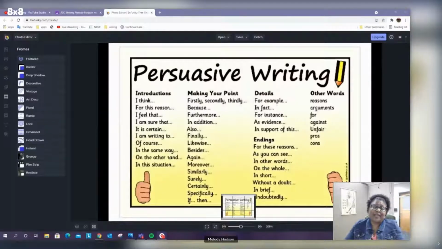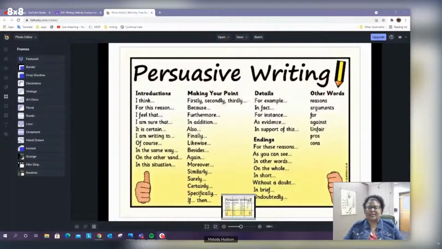In the same way, when we're comparing two things, or on the other hand, in this situation. And then when we make our points, remember in the middle, firstly, secondly, thirdly, we'll also use words like because, in addition, also, furthermore, finally, likewise, besides, again, moreover, similarly, surely, specifically, if, then, if this, then that.